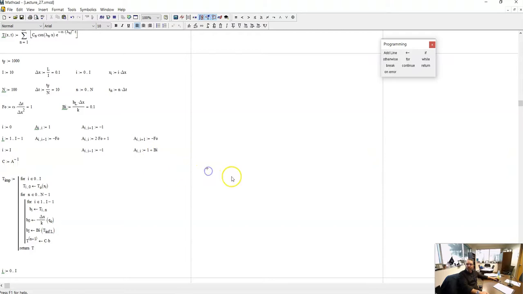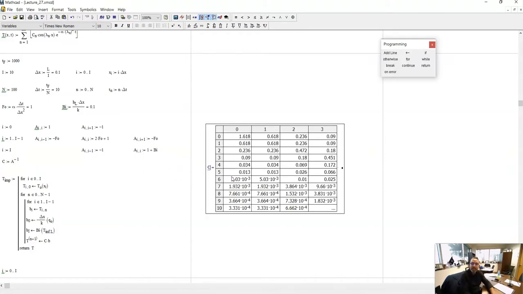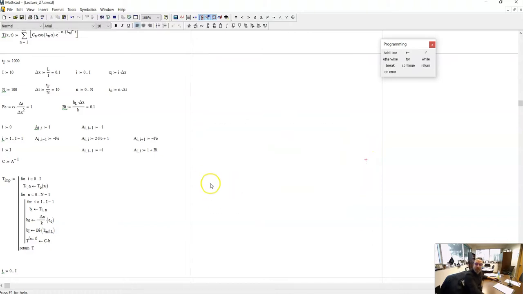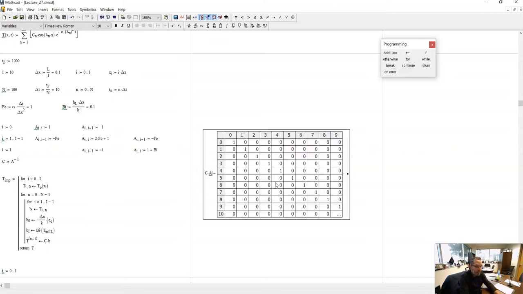If we print C, C is going to be this matrix, which is not as sparse as the matrix A because it's not necessarily tridiagonal. Even though the matrix A is tridiagonal, this has a lot more elements. But if we compute C times A, we should get the identity matrix, because the inverse of A times A is the identity matrix, and that's indeed what we get.